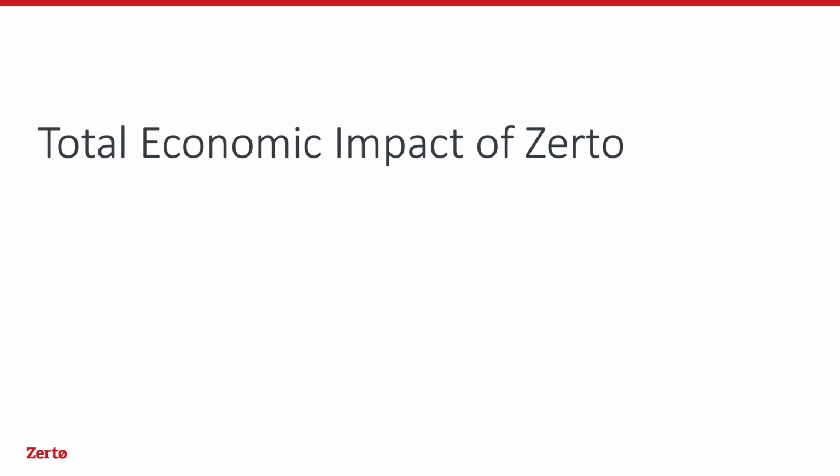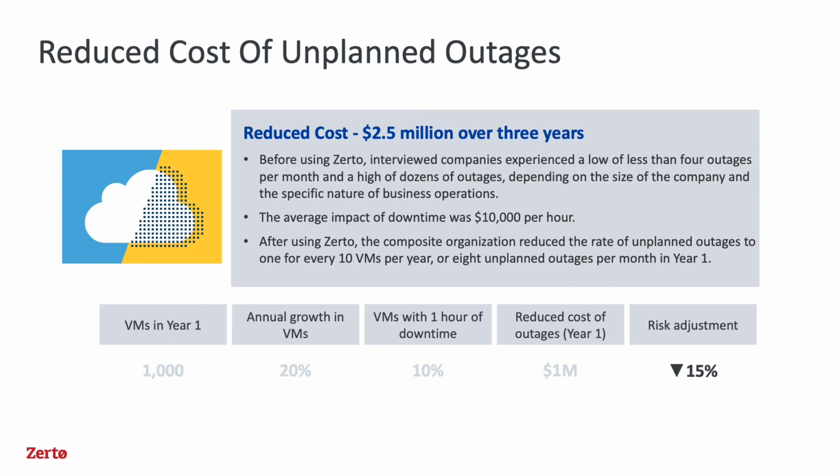Let's look at an obvious one first, with the cost of unplanned outages. Now, in this report, Forrester, the analyst group, conducted extensive interviews with a lot of organizations in different industries. And what they found is that before Zerto, organizations at the lowest were experiencing 4 outages per month and a high of thousands of outages a month. These are, to be clear, unplanned outages. And this all really depended on the size of the company and the specific nature of the business operations.